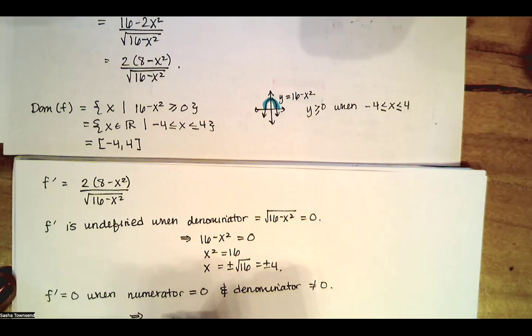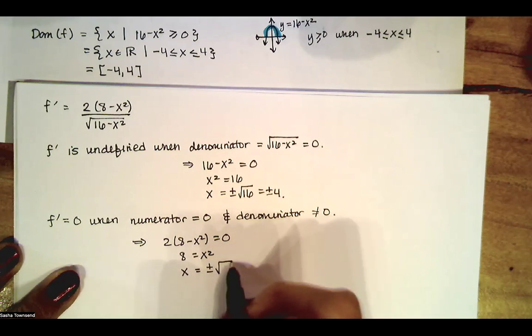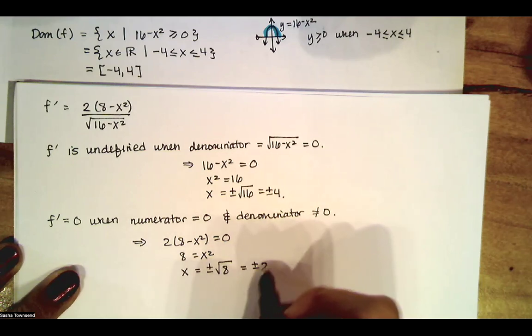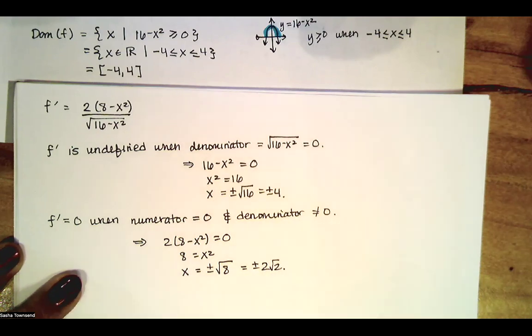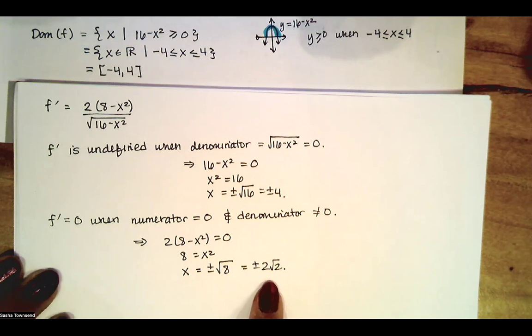So that means that 2 times the quantity 8 minus x squared is equal to 0. So 8 is equal to x squared, which means that x is equal to plus or minus the square root of 8, or plus or minus 2 root 2. So those are our critical values, plus or minus 4 and plus or minus 2 root 2.